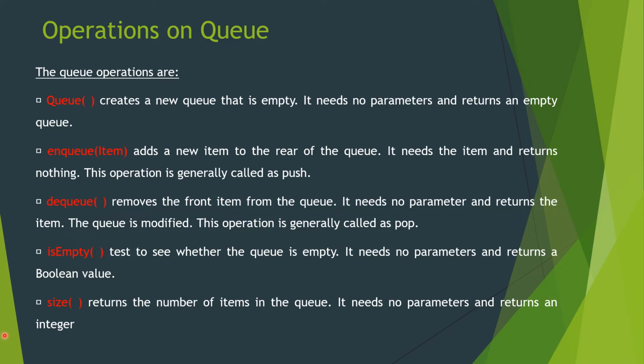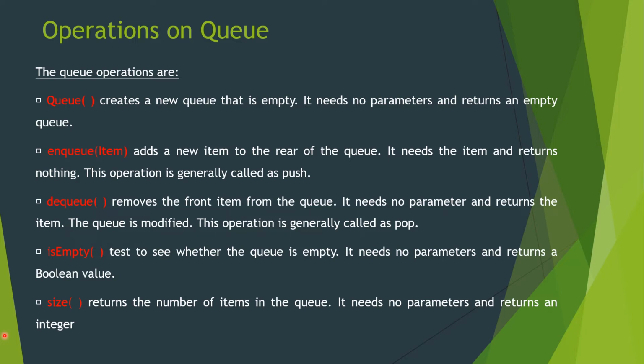It needs an item as a parameter and returns nothing. So this is similar to the push operation in the stack. Third is dequeue. The dequeue removes the front item from the queue. It needs no parameter and returns an item. So then the queue is modified. This operation is similar to the pop in the stack.